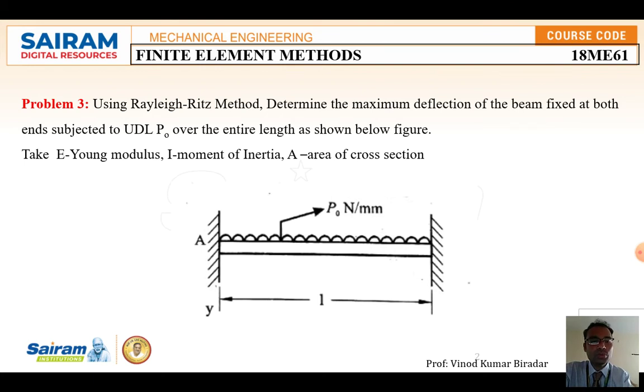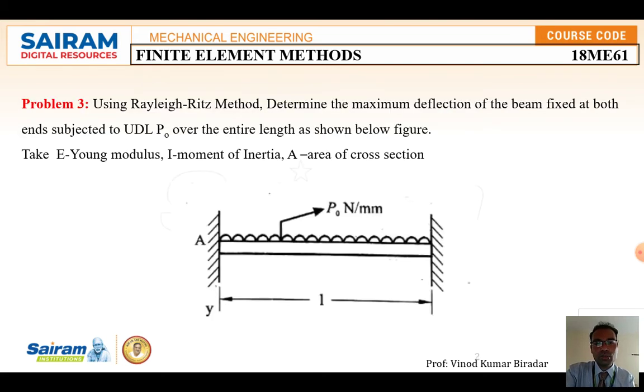Then you have to re-simplify this, and apply the boundary conditions with the help of the polynomial function. Then replace it in the potential energy function, calculate how many unknowns there are, and apply the minimum potential energy condition. Then you are going to get the maximum deflection in the given beam.